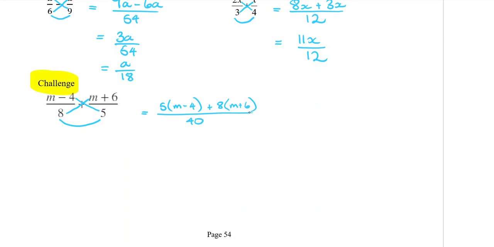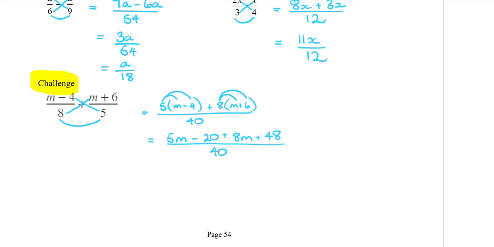Okay. Now, I have got my denominator. I've pushed it all together, but I want to expand out the top and see if I can tidy it up a little bit. So expanding, we practiced this earlier today. We're going to do 5 times m, which is 5m, then minus 5 times 4, which is 20. Move on to the second bracket. We're going to have plus 8 times m is 8m plus 8 times 6, or 6 8s, are 48.